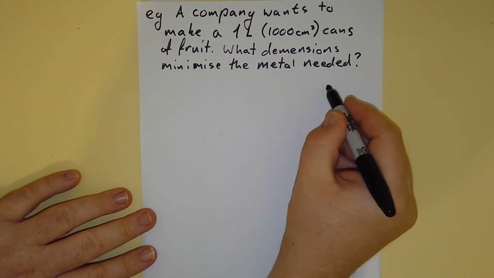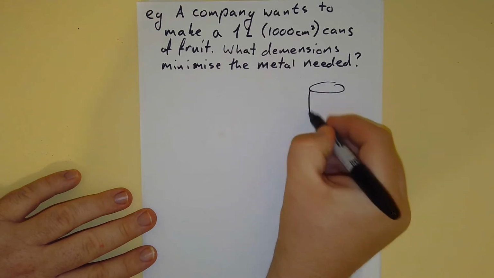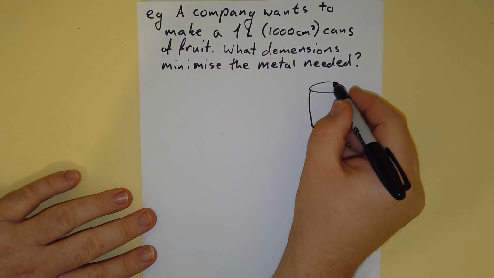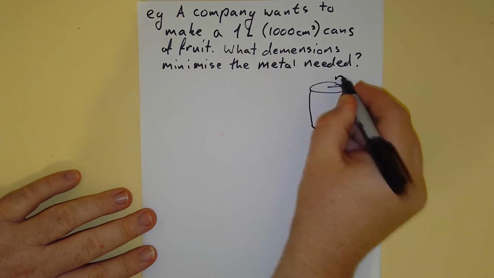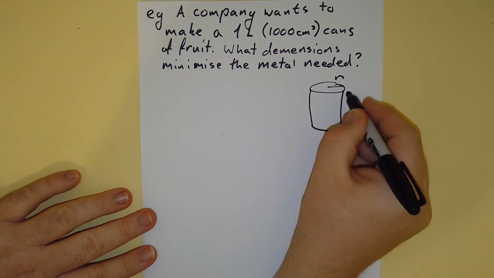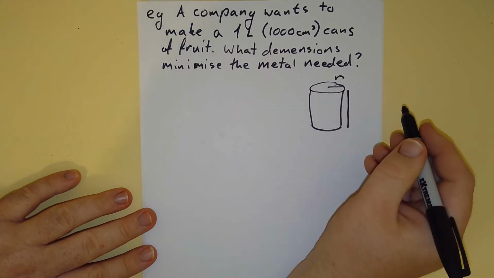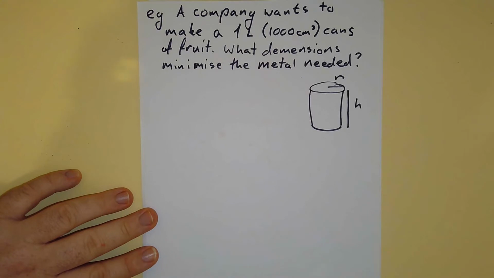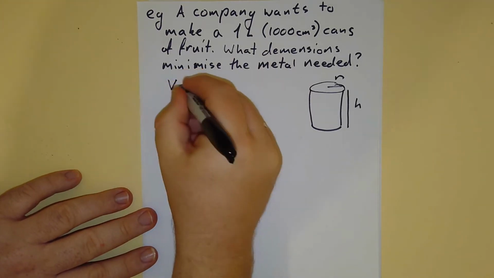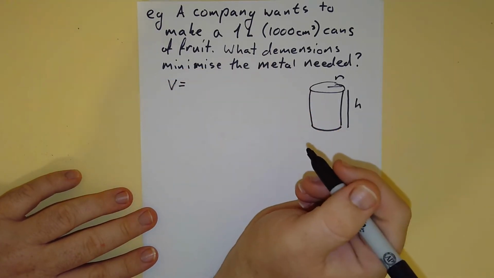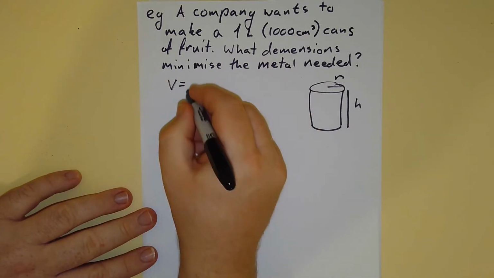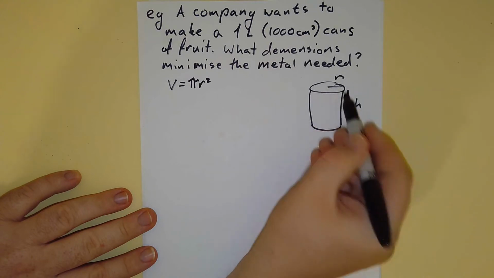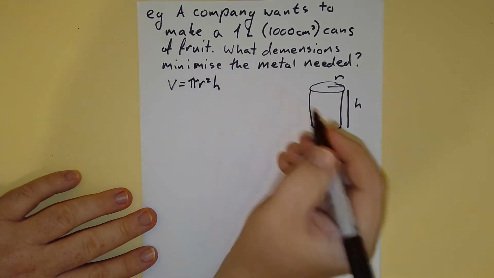The surface area is what we're trying to minimize. So let's again just have a little diagram to help us. The dimensions we really have control over are the radius that we're going to make the cans. We could use diameter, but radius is going to turn out to be easier, and the height. So the volume, if we remember back to our year 9 maths, is going to be pi r squared, that's the area of the end, times the height.